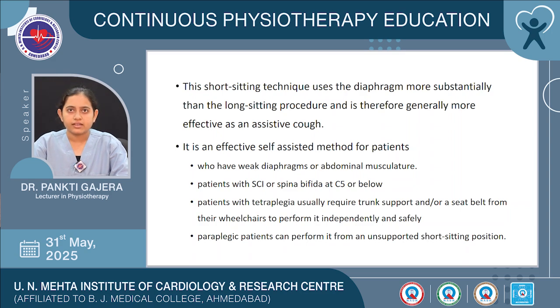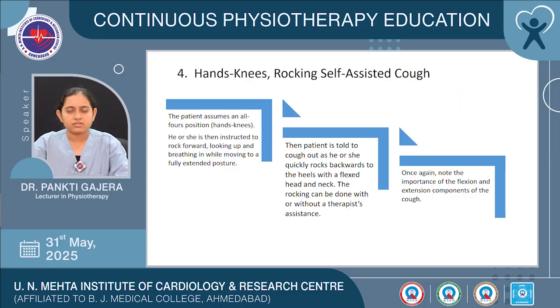The short sitting technique uses the diaphragm more substantially than the long sitting procedure and is therefore generally more effective as an assistive cough. It is an effective self-assisted method for patients who have weak diaphragm or abdominal musculature, patients with spinal cord injury or spina bifida at C5 or below level. Patients with tetraplegia usually require trunk support and or a seat belt from their wheelchairs to perform it independently and safely. Paraplegic patients can perform it from an unsupported short sitting position. So, variations are welcomed.